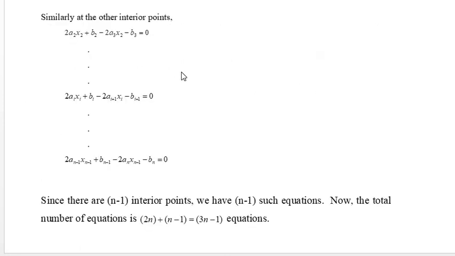Similarly, at the other interior points, we have equations 2a2x2 plus b2 minus 2a3x2 minus b3 equal to 0, and so on. Since there are n minus 1 interior points, we have n minus 1 such equations. So the total number of equations becomes 2n plus n minus 1, that is 3n minus 1 equations.